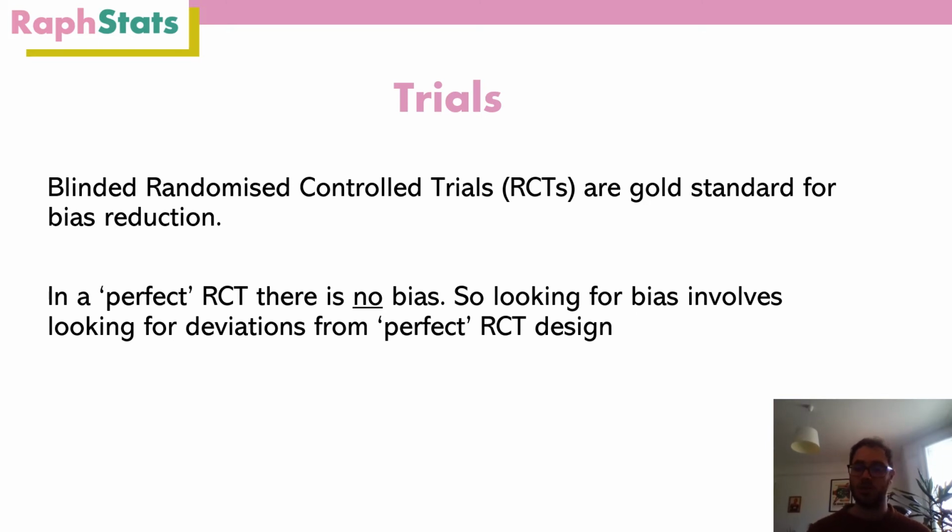Blinded randomized controlled trials are the gold standard for bias reduction. In the perfect, in inverted commas, RCT, because a perfect RCT will never exist, there is no bias. You've completely controlled for every source of bias, and you're not going to get an incorrect answer because of bias. Random chance still plays a part. In reality, when we're examining our RCTs, looking for bias essentially involves looking for deviations from this perfect design, and every place it deviates, we can say, well, this is a potential source of bias because you haven't done this in the perfect way.